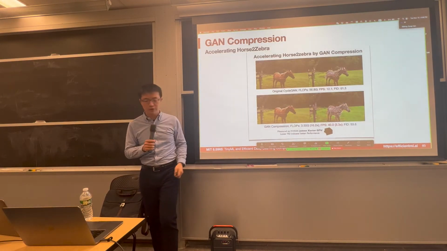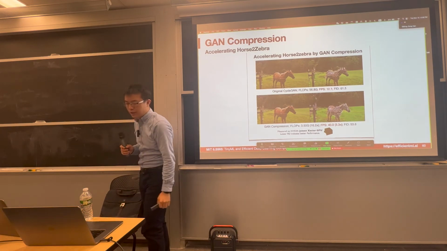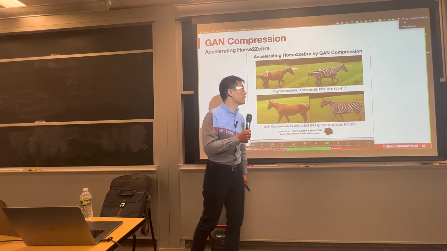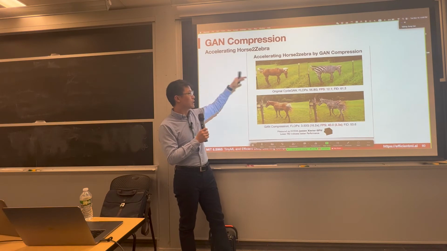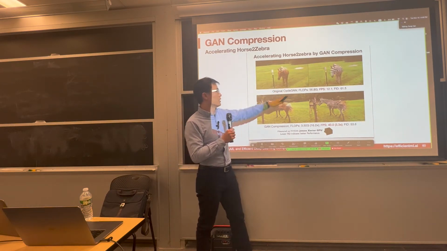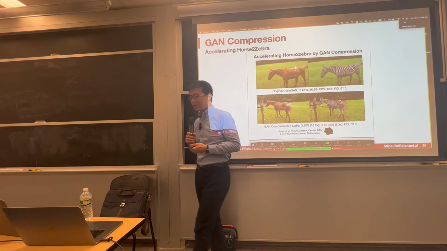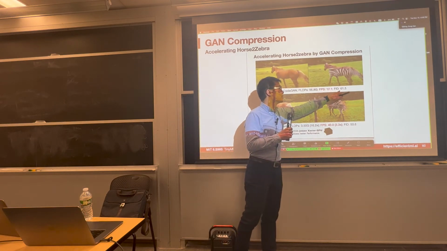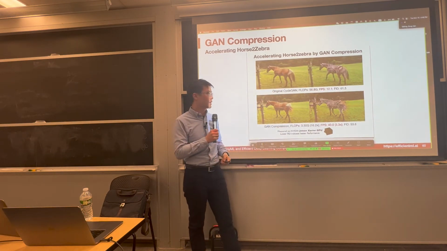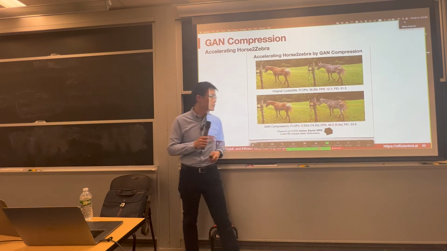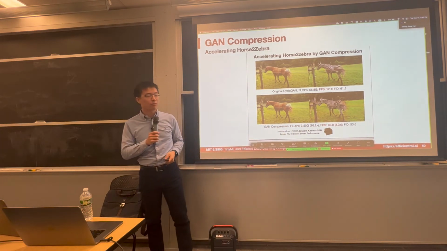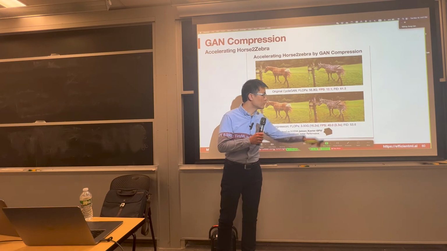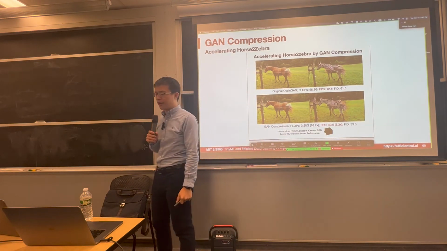This is a real-time demo running this GAN compression on a Jetson Xavier GPU, from a horse to a zebra. Originally, it's pretty slow because it requires 56.8 gigaflops per second. The frame rate is about 12 frames per second. But after compression, we can reduce the computation to only 3.5 gigaflops. That's 16 times smaller. And we have a 3x higher frame rate.